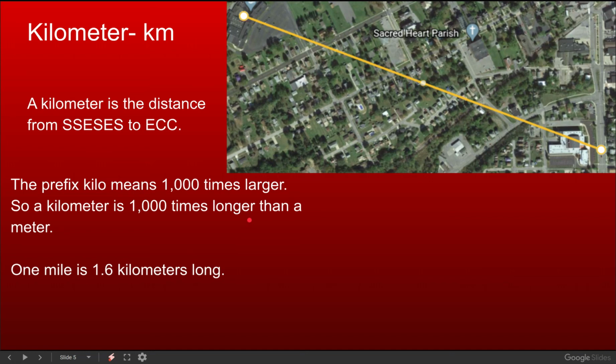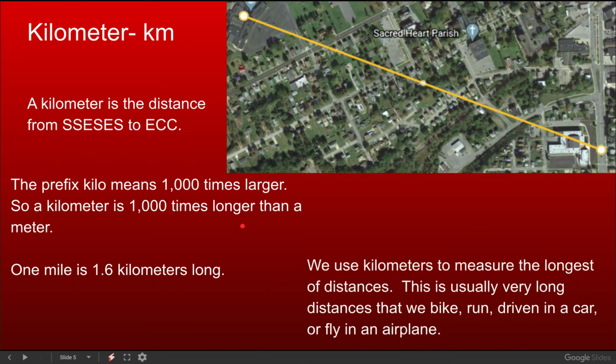1 mile is 1.6 kilometers long. So 1 mile is longer than 1 kilometer. And anything we measure in miles, we can use kilometers to measure those distances as well.